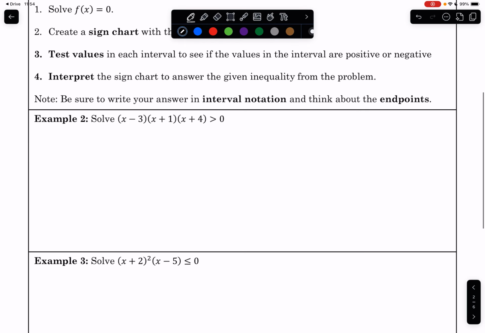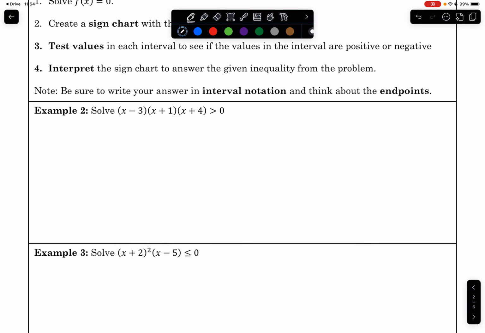So right here, to solve this inequality, where is (x minus 3)(x plus 1)(x plus 4) going to be greater than 0?